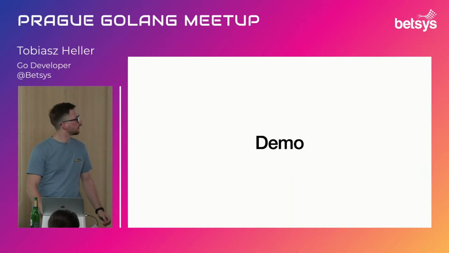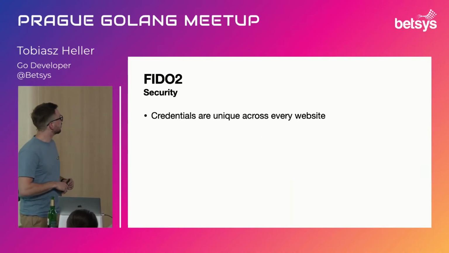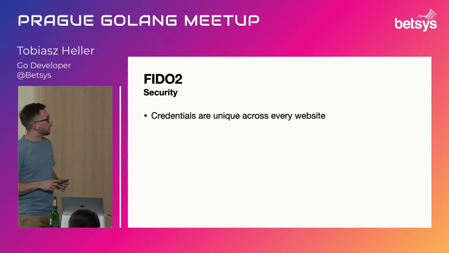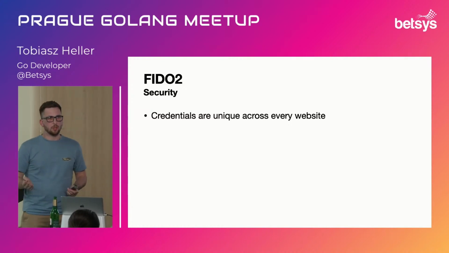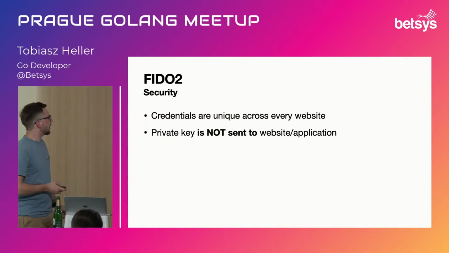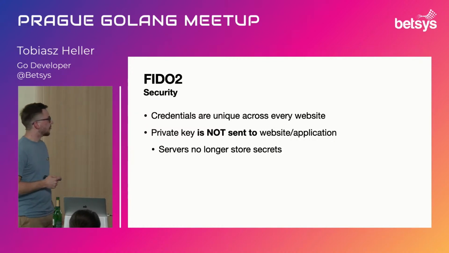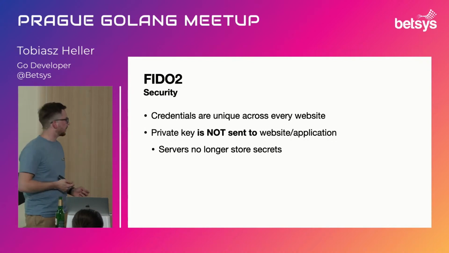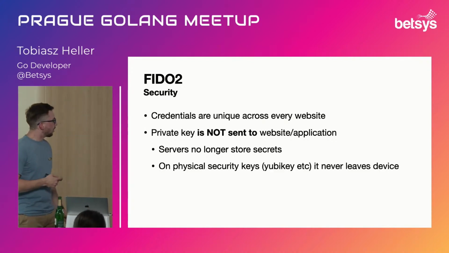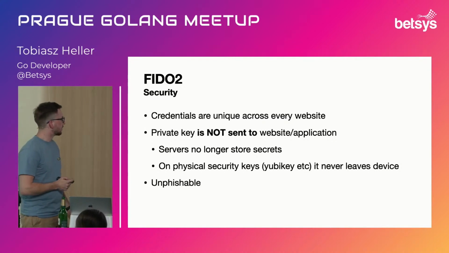Okay, going back. So yeah, let's talk about the security features of FIDO2. Credentials are unique per every website. So for every new website that you want to register, a new passkey is created. And the private key is not sent to the website or the application. So it also means that the server no longer stores secrets about the user, because the server only stores the credential ID and public key. And on a physical security key like YubiKey, the private key actually never leaves the device.